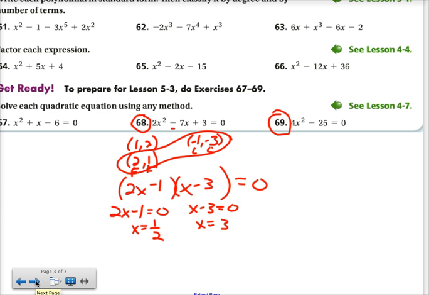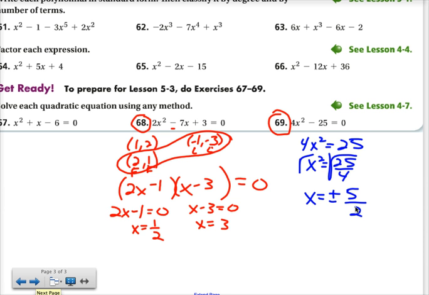Number 69, there's no middle term, so go ahead and add the 25 to both sides, then divide by 4. And take the square root of both sides, remembering that whenever we write down the square root symbol to solve, we have to put our plus or minus in there. And then go ahead and take the square root of 25 and the square root of 4. And we get plus or minus 5/2. That should do it for this section.